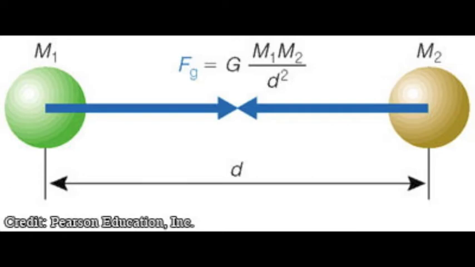Now, as you can see in the diagram, we have two masses attracted to each other, m1 and m2. Now, distance d, or r, is measured from the center of mass 1 to the center of mass 2. And now, if mass 1 is larger than mass 2, in orbit, mass 2 will be revolving around mass 1.